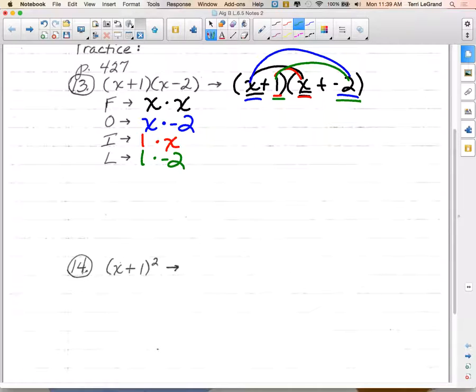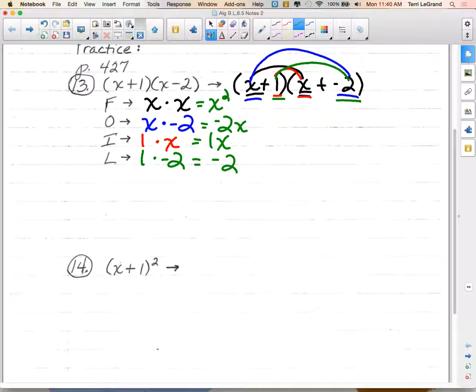Now what we do is we say, okay, what do these become? X times X is X squared. X times negative 2 is negative 2x. 1 times X is 1x. And 1 times negative 2 is negative 2.